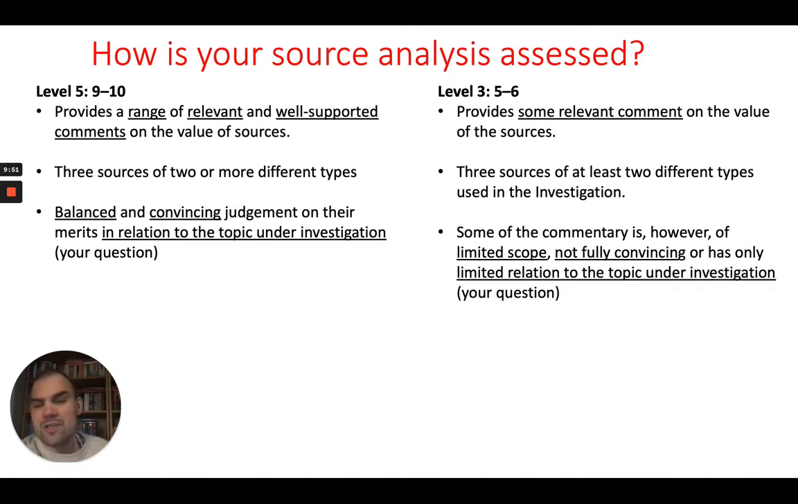Yeah. And when it says not fully convincing, what they mean by that is your comments are a bit vague, or they don't really make sense, or they're not actually that convincing in relation to the particular source that you're looking at.